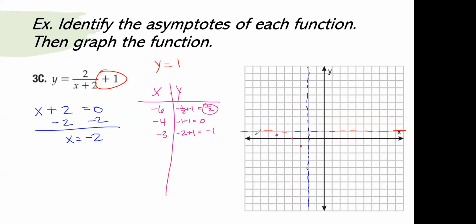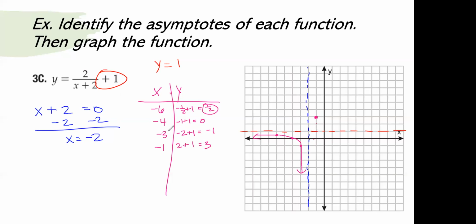Okay, so I'm getting a pretty good picture of what my graph is going to look like. Okay, so remember, it's going to keep approaching those asymptotes, but it's never going to cross. Okay, so then I'm going to plug in -1, because I want to see what my graph looks like on the other side of this asymptote over here. So I've got -1 plus 2 would be +1. So 2 divided by 1 is 2. And then 2 plus 1 is equal to 3. So when x is -1, y is equal to 3. So that would be right here.